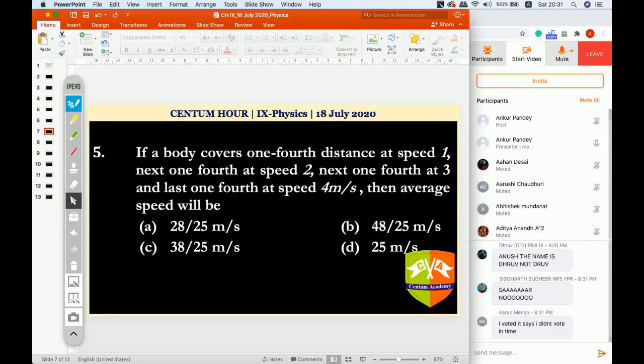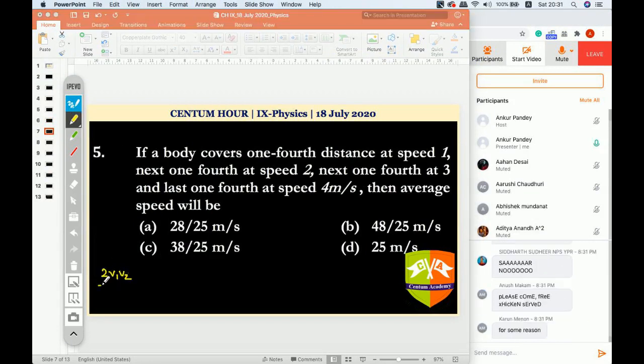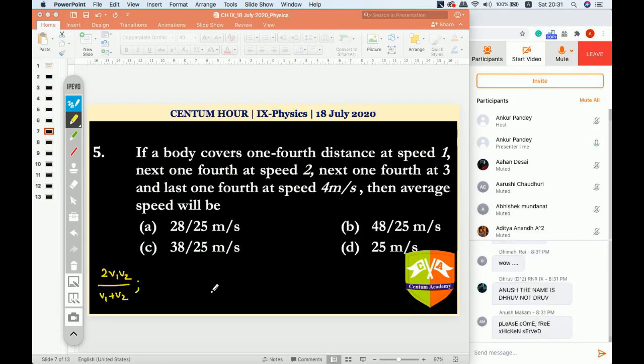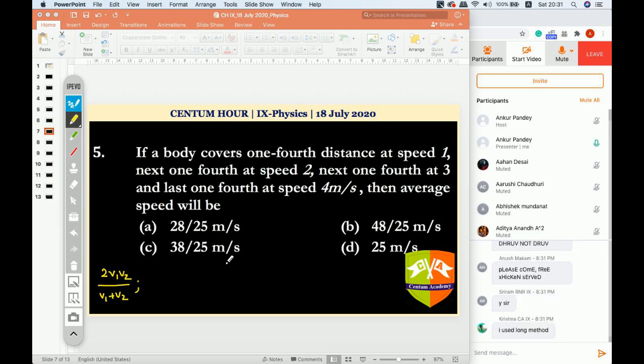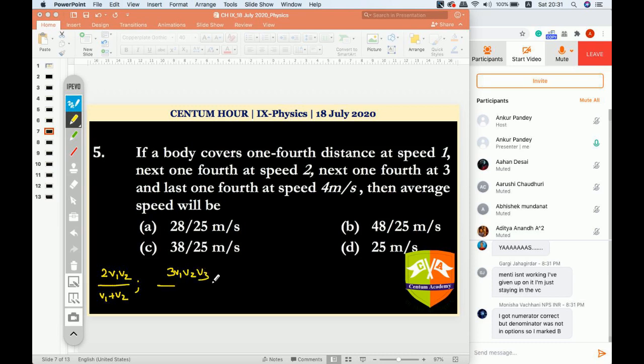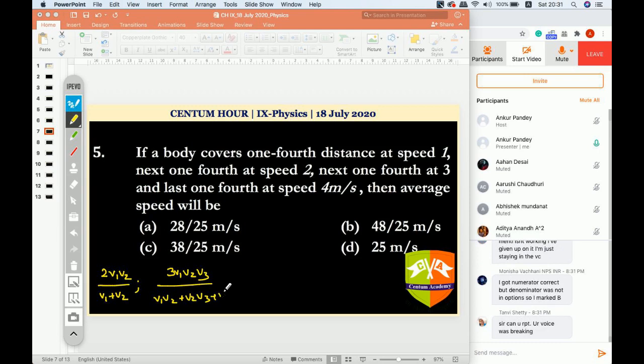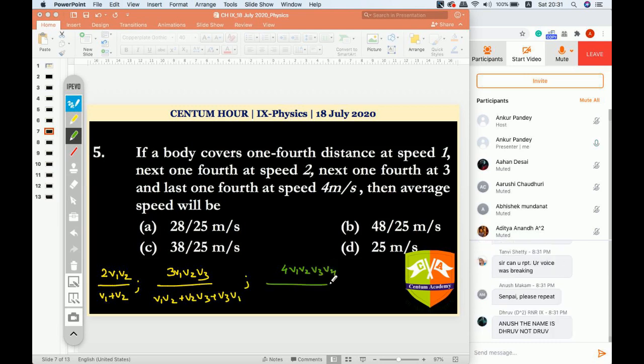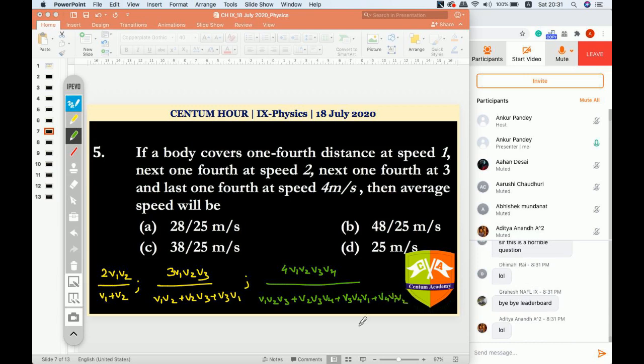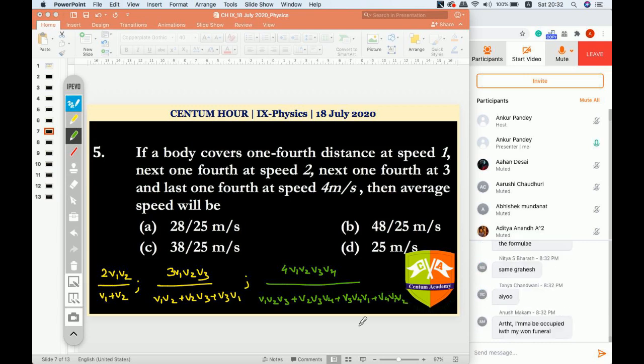See, when it is about 2 speeds, the answer is 2 V1 V2 upon V1 plus V2. Yes or no? When there are 3, the answer is 3 V1 V2 V3 upon V1 V2 plus V2 V3 plus V3 V1. Similarly, when there are 4, we have 4 V1 V2 V3 V4 divided by V1 V2 V3 plus V2 V3 V4 plus V3 V4 V1 plus V4 V1 V2. Got it? It's a pattern. You can also prove it the same way.